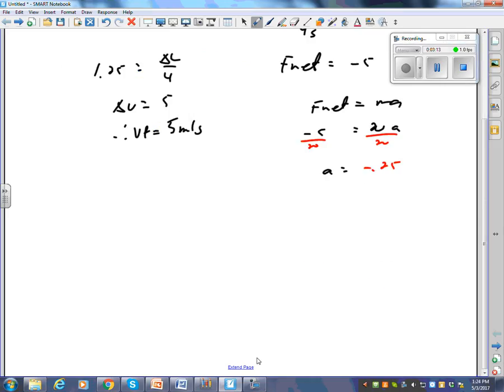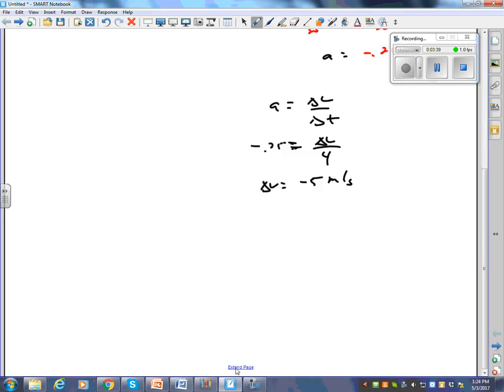Now we go to the next step here, which says a equals delta V over delta T. The acceleration is -0.25. Delta V for, this time they did it right. The delta V is -5 meters per second. Right? Actually, they didn't do it 100% right, did they? Because that should be negative. And then, oh, that's not 5. It should be what? -1. Thank you. -1. So now we're going to go delta V equals VF minus VI.